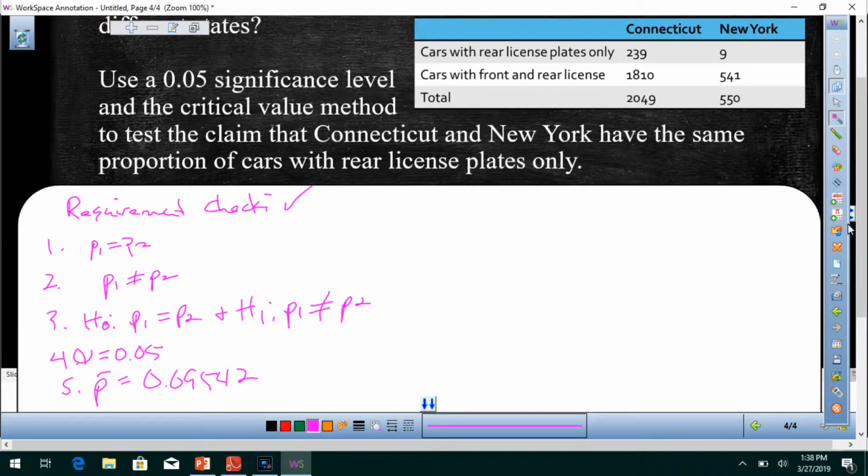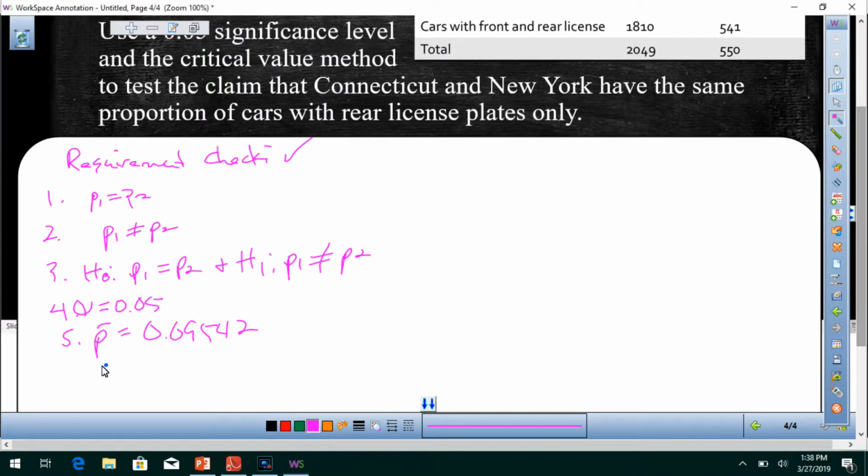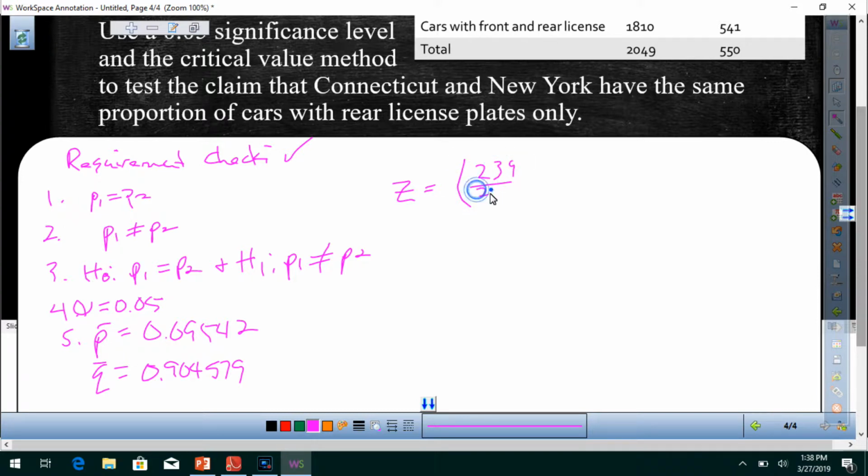0.09542, and that meant Q bar equals 0.904579. And let's see, we're going to have to calculate the z value. And what do we got? We got, let's see, that's going to be 239 over 2049 minus 9 over 550.